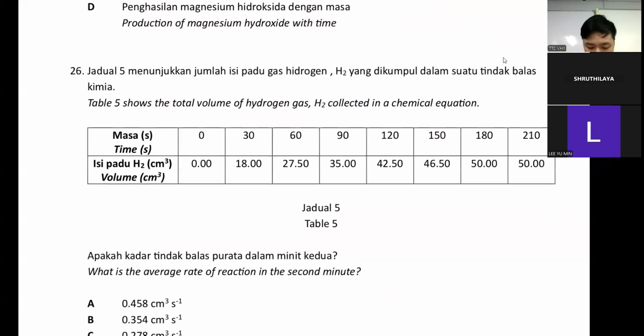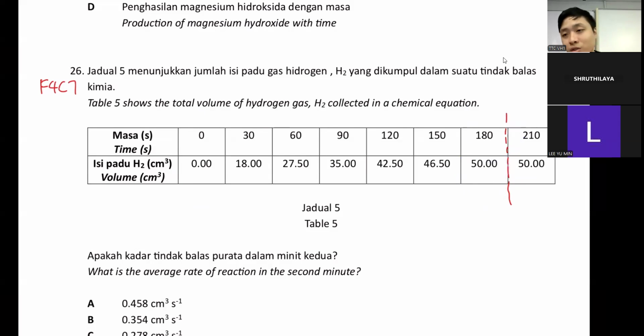26, Form 4, Chapter 7. This one, many students fail in this chapter also. Many students see this question and are so happy. Oh, I can see that after 50 cm³ it stops increasing. Oh, so I know the ratio is between 0 to 180. So I use 50 cm³ divided by 180, I get the answer.